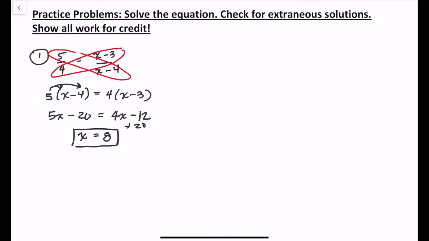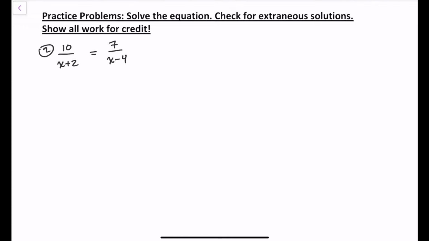Now don't forget to check for extraneous solutions. In this case, the excluded value for this equation would be x equals 4. So we got 8. 8 works out fine. We're okay to go. All right, moving on to number 2.